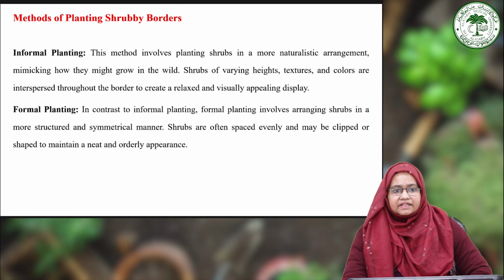Here are the methods of planting shrubbery borders. There are several methods for planting shrubbery borders, each contributing to the overall aesthetic and functionality of the garden. Here are some common methods. The first one is informal planting. It mimics a naturalistic arrangement resembling how shrubs grow in the wild. Shrubs of various heights, texture and color are interspersed for a relaxed and visually appealing display.